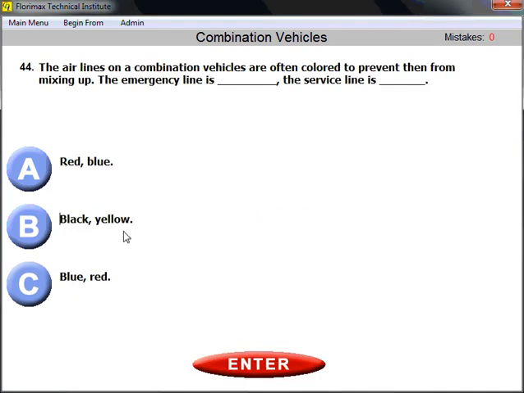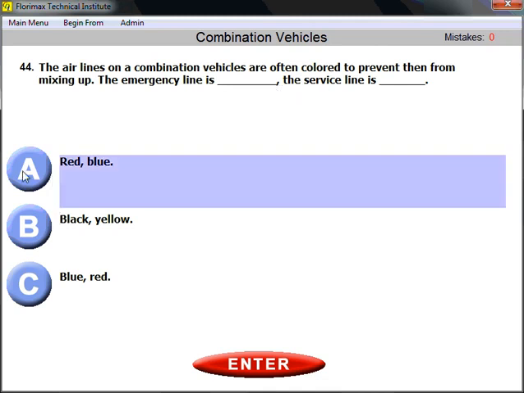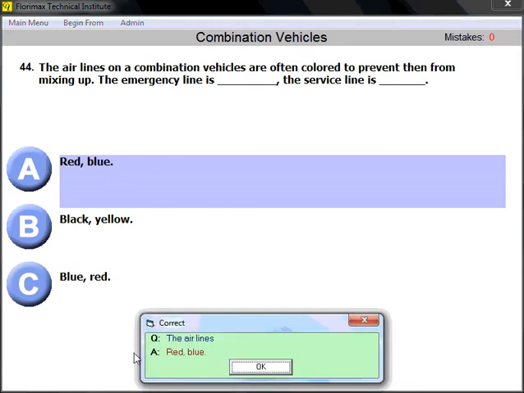Question number 44. The airlines on the combination vehicles are often colored to prevent them from mixing up. The emergency line is what color, and the service line is what color? Definitely the emergency line is red, and the service line is blue. Remember that sequence, red and blue, not blue-red, because that's the order you are asked. Emergency, red; service, blue. Red, blue.